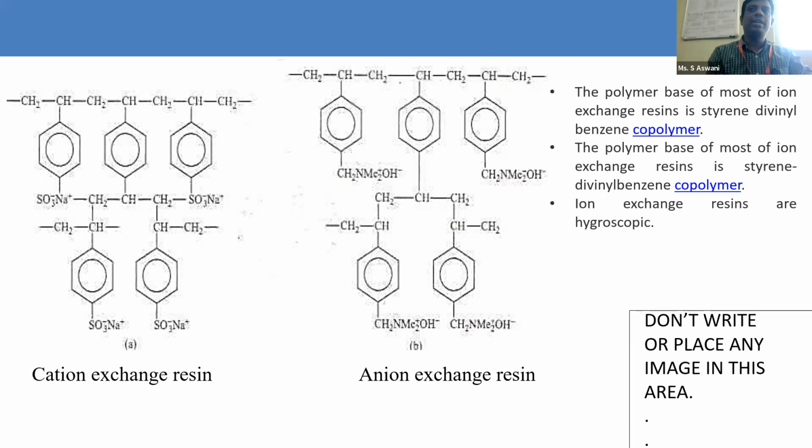This divinyl benzene copolymer has some functional groups, anchoring groups, SO3 minus, Na plus. So these are the functional groups. SO3 minus is the functional group. This functional group is attached to some cations. So Na plus is the cation. So that's why we are saying cation exchange resin. Similarly, quaternary ammonium salt is attached to the divinyl benzene copolymer. So it acts as an anion exchange resin.